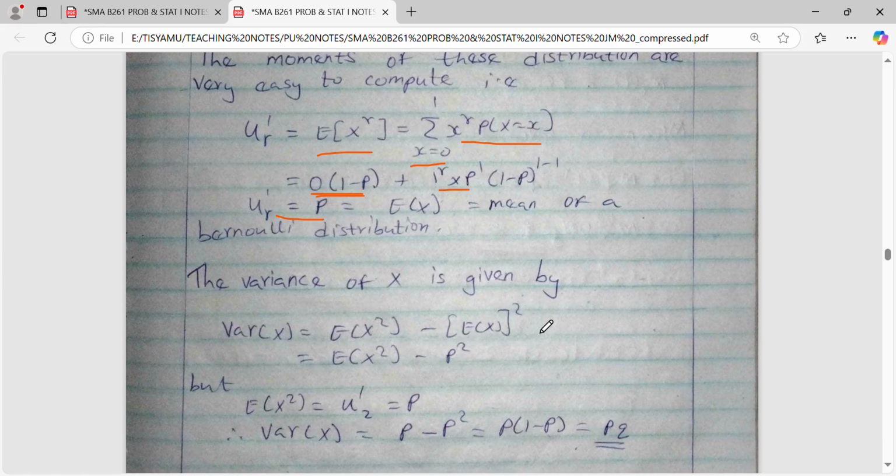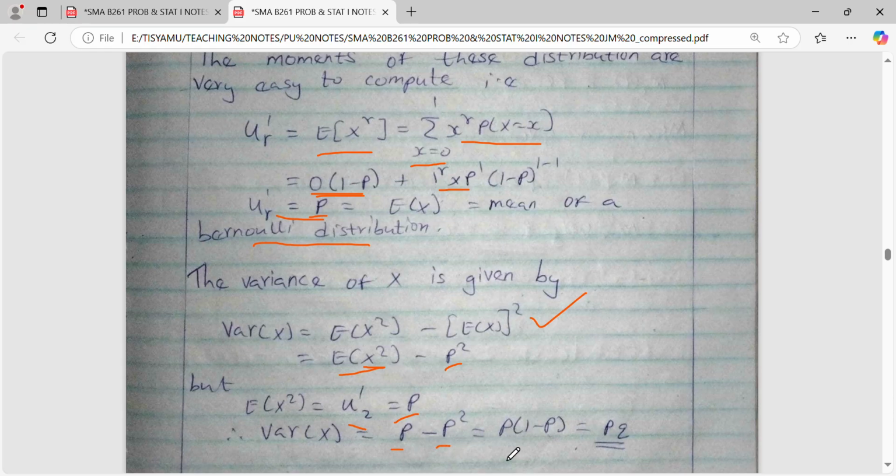From the definition of variance, it is given by expectation of x squared minus the square of expectation of x. Already we know expectation of x to be p, so this would be p squared. So what we need to do is to look for the second raw moment. But from the calculation here, we have seen that any moment in the Bernoulli distribution will be equal to p. So it means that the second raw moment will also be equal to p. So where the second raw moment, we are going to substitute with p. So we are going to have p minus p squared.